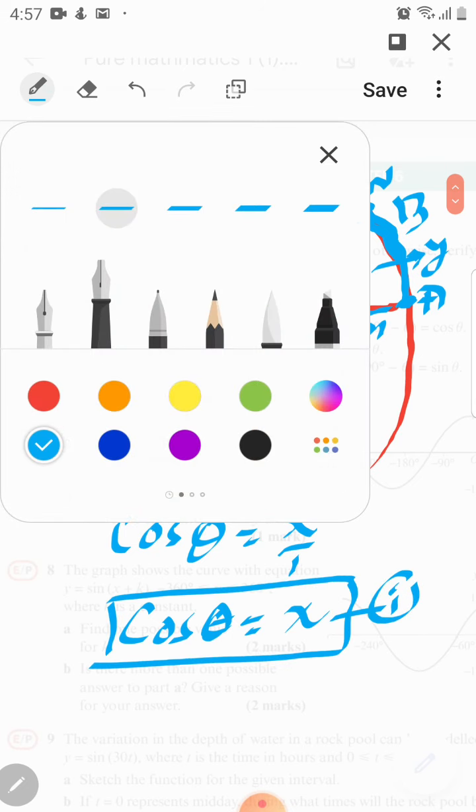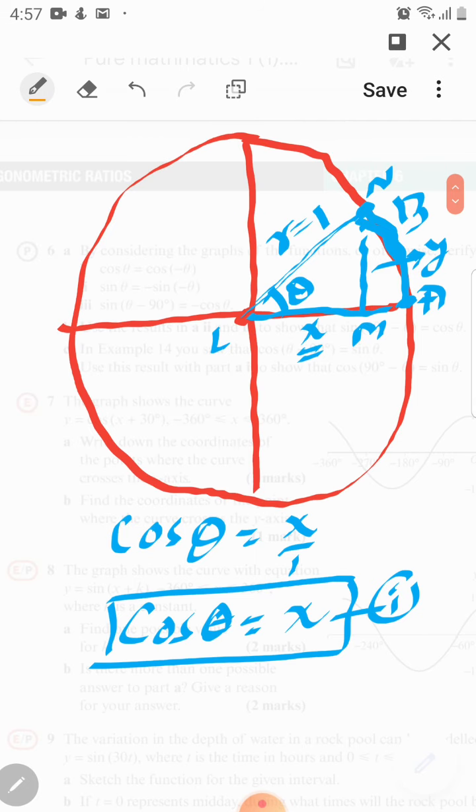Now if the particle from point A now moves in the opposite direction and covers the same arc length as AB, it makes the same theta but in the opposite direction. Same theta, which is minus theta, in the opposite direction.